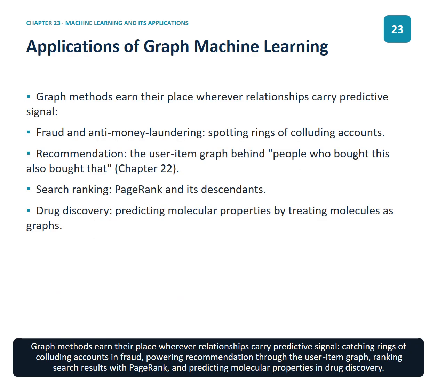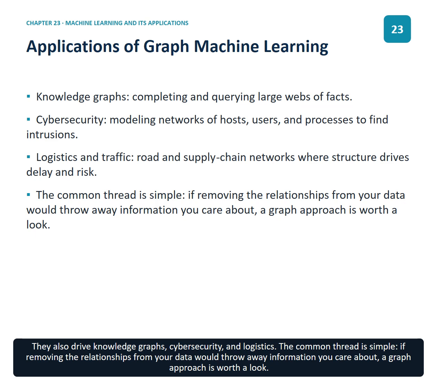Graph methods earn their place wherever relationships carry predictive signal, catching rings of colluding accounts in fraud, powering recommendation through the user item graph, ranking search results with PageRank, and predicting molecular properties in drug discovery. They also drive knowledge graphs, cybersecurity, and logistics. The common thread is simple. If removing the relationships from your data would throw away information you care about, a graph approach is worth a look.